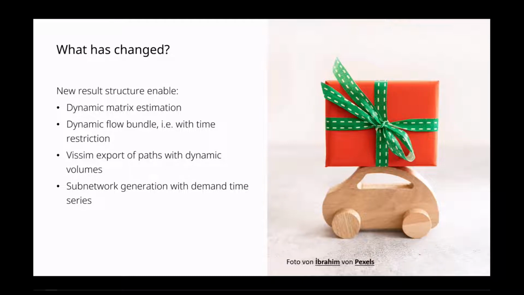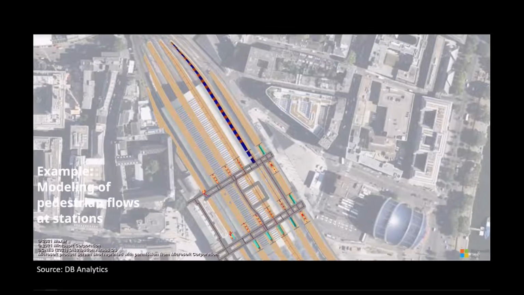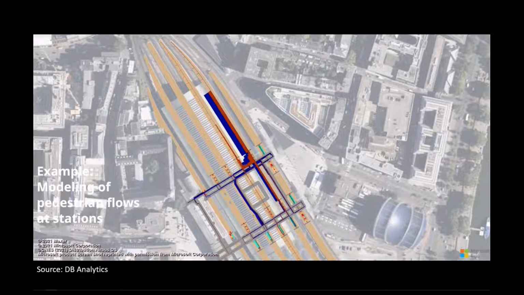What changed was we made improvements to the data structure, so it's easier to use the dynamic data in different contexts. So for matrix estimation, it's been improved. Flow bundles, Visum export, like I mentioned. Kind of a neat example of it was used for station pedestrian modeling by Deutsche Bahn. So they took transit assignments. They're basically doing pedestrian level assignments inside the stations to make improvements for station modeling, and then extending it with volumes in order to build kind of pseudo-dynamic assignments inside stations. So that's kind of cool.